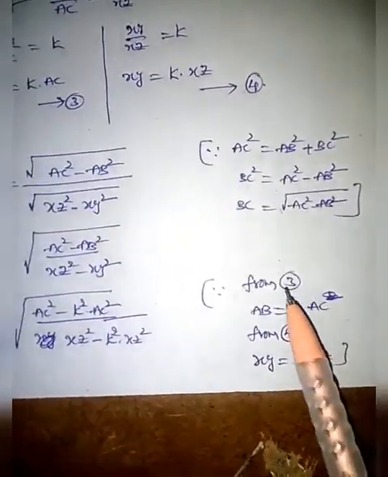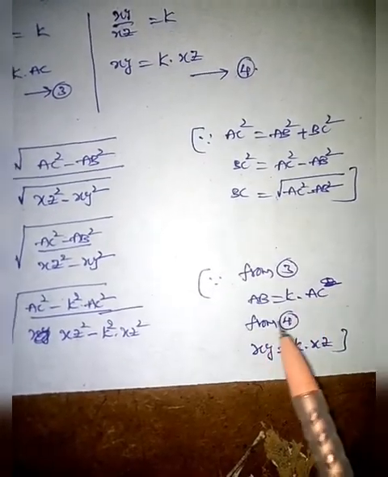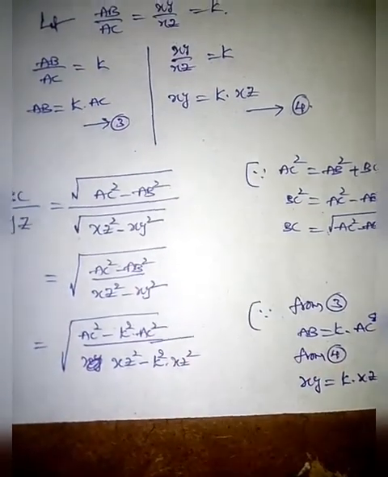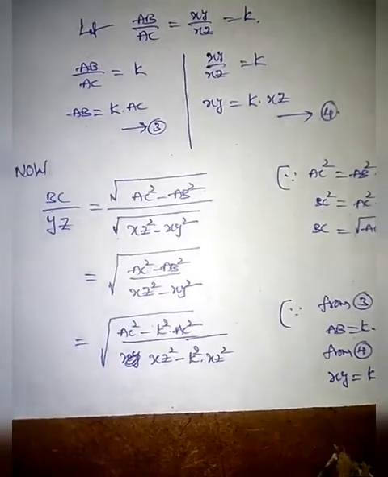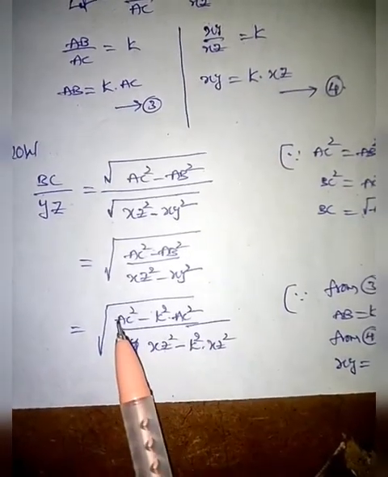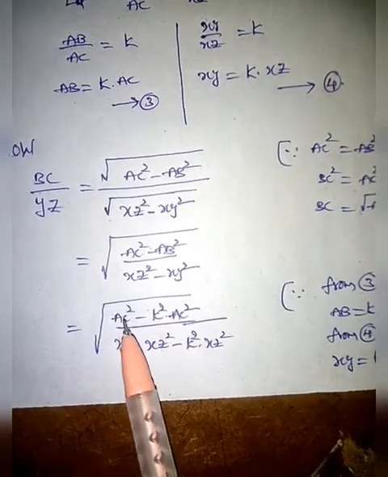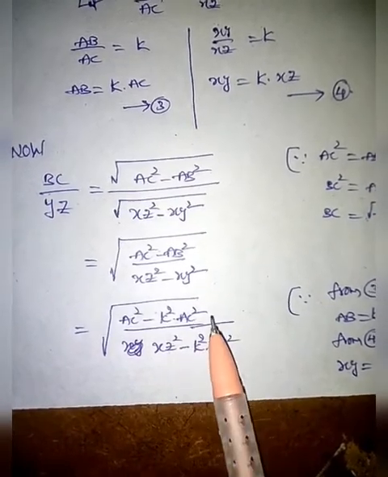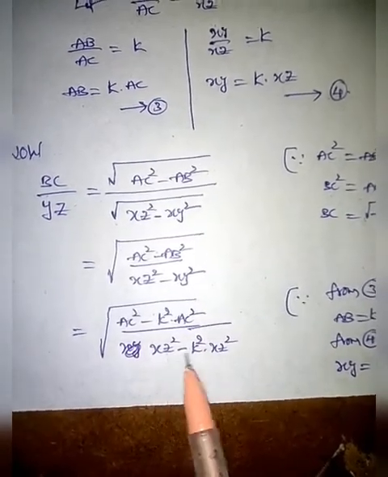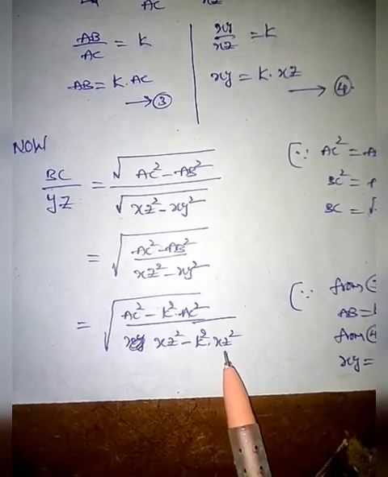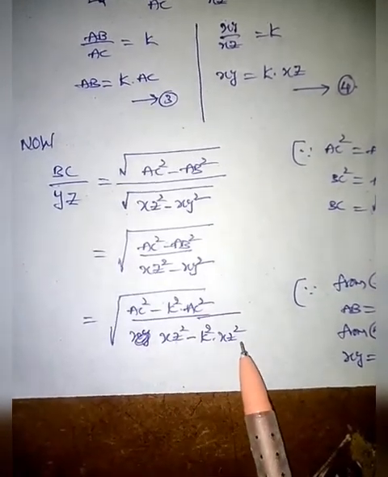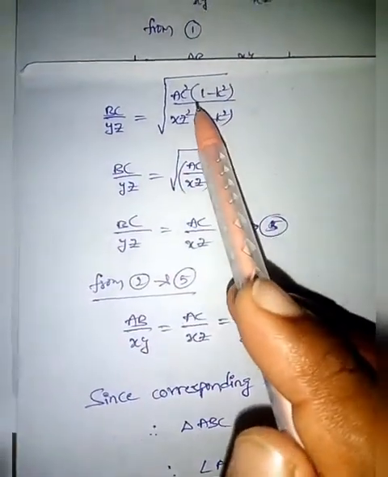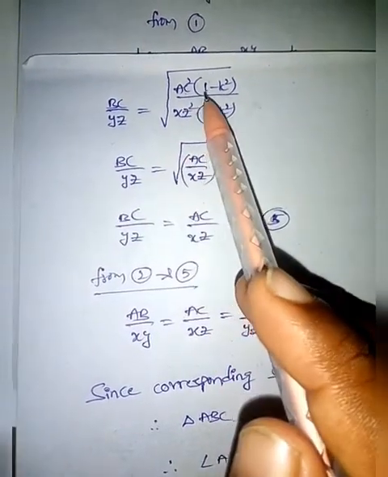Okay children, from 3, AB equals K into AC, and from 4, XY equals K into XZ. Write the reason also in front of the changed steps. In these two steps, observe the numerator: AC square minus K square into AC square. In these two terms we can take AC square as common. In the denominator, XZ square minus K square into XZ square, we can take XZ square as common. So BC by YZ equals, taking AC square as common, square root of 1 minus K square.